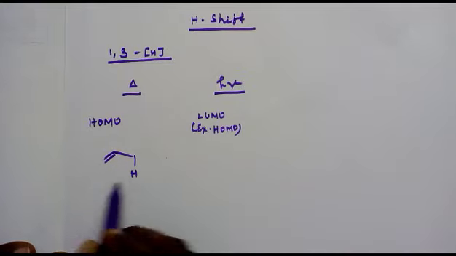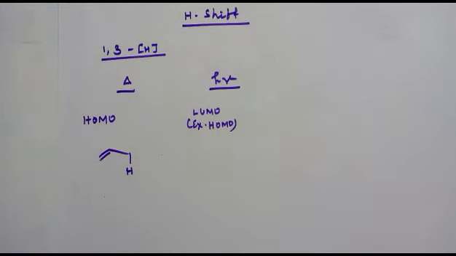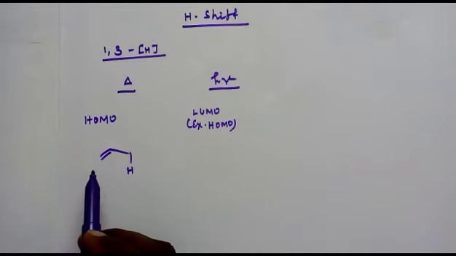This is 1,3. We need to see the number of pairs of pi electrons. In order to draw HOMO and LUMO, I have uploaded some other video on this previously, but still let me repeat. We need to see the number of pairs of pi electrons.